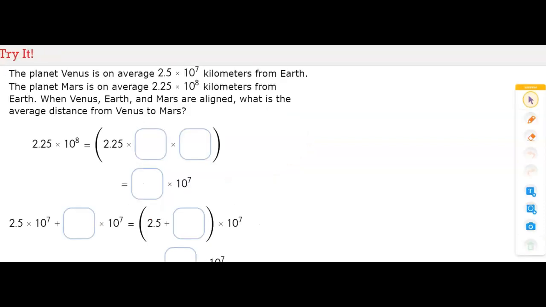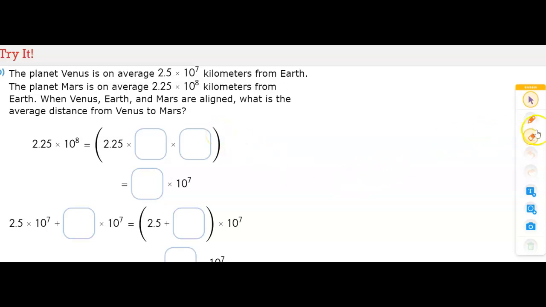The planet Venus is on average 2.5 times 10 to the power of 7 kilometers from Earth. The planet Mars is on average 2.25 times 10 to the power of 8 kilometers from Earth. When Venus, Earth, and Mars are aligned, what is the average distance from Venus to Mars?